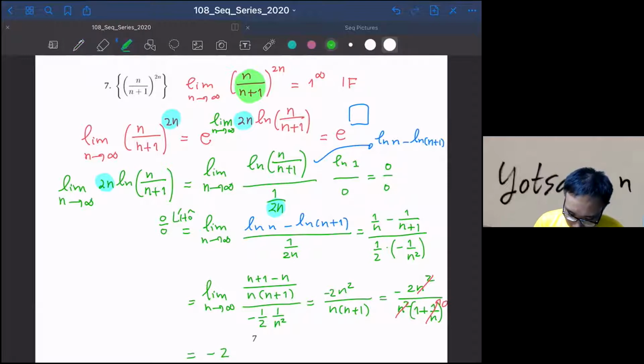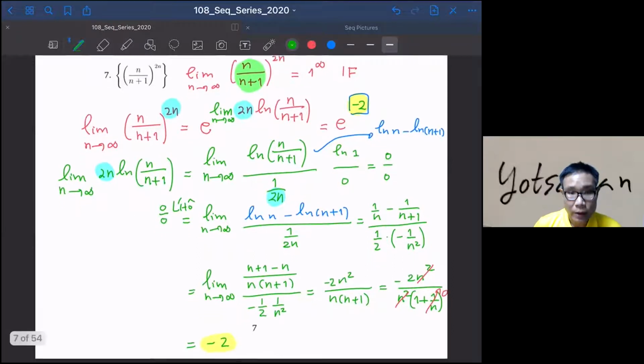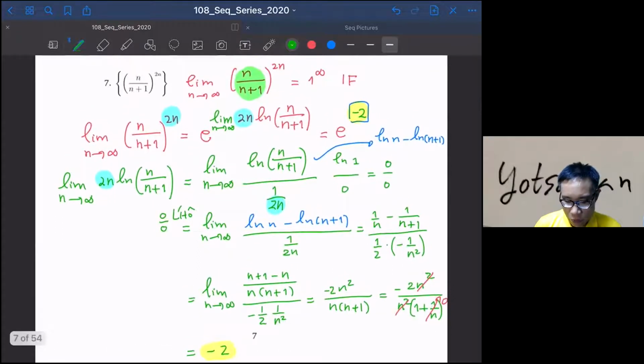When you have negative 2 as this limit, you plug this number back in, so it's going to be e to the negative 2. The limit that you're looking for turns out to be e to the negative 2, and your sequence is convergent. So this will be your solution here.